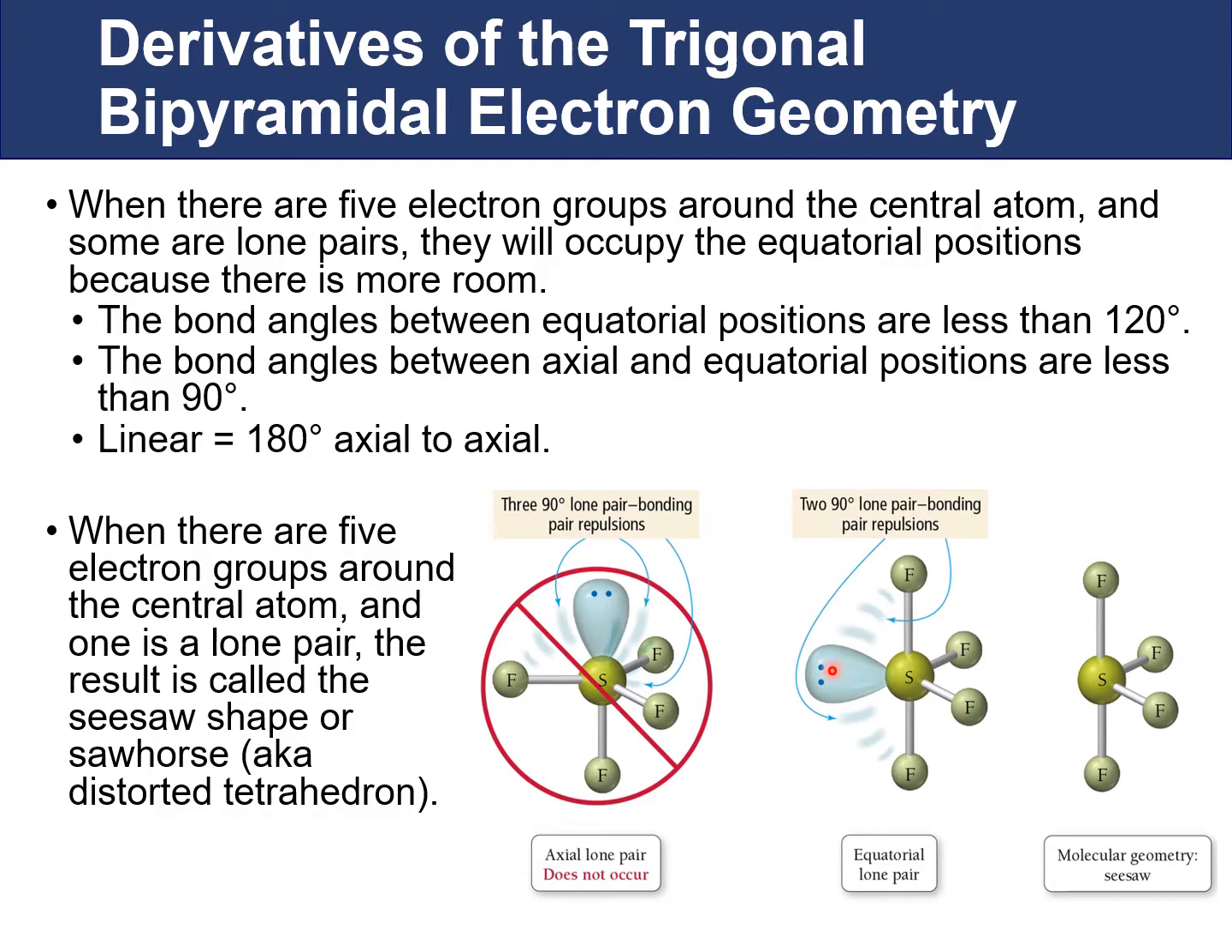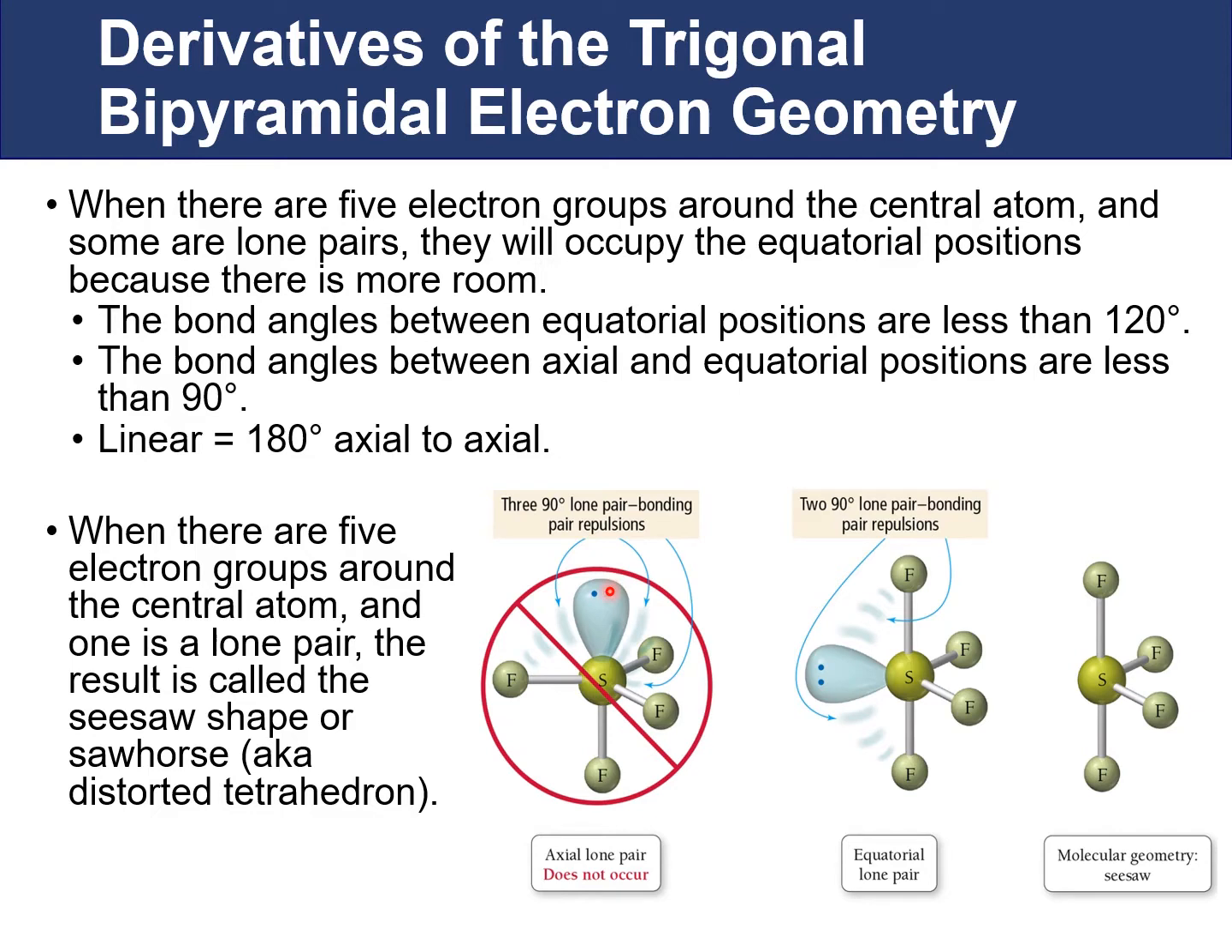In the equatorial position, the angles between the lone pair and the other atoms are as follows. You can have your lone pair and the axial groups form a 90-degree angle, and then you have two sets of 120-degree angles between the lone pair, the sulfur, and the fluorine, as well as between the lone pair, the sulfur, and the other fluorine in this particular example.